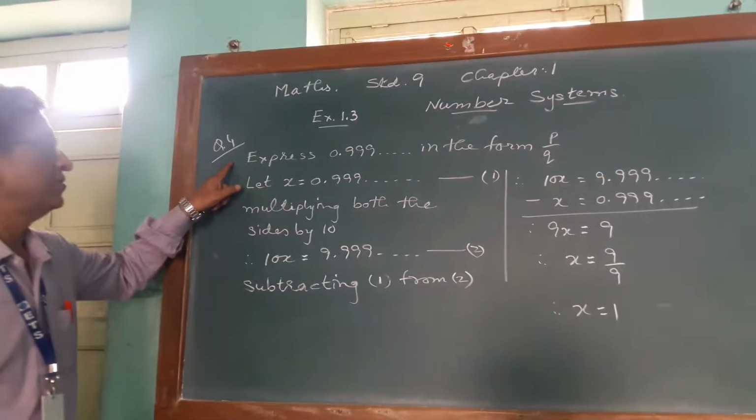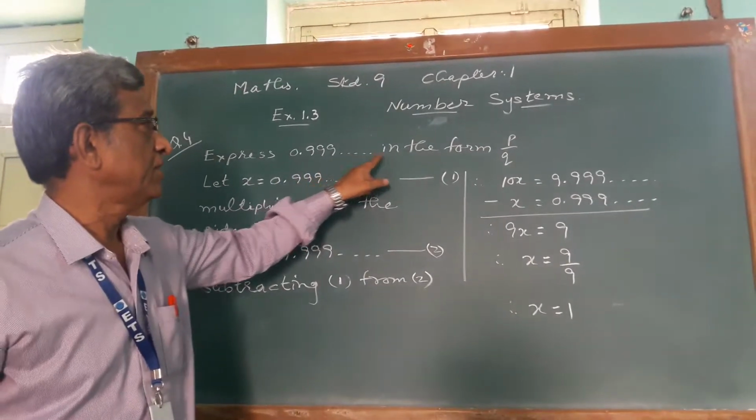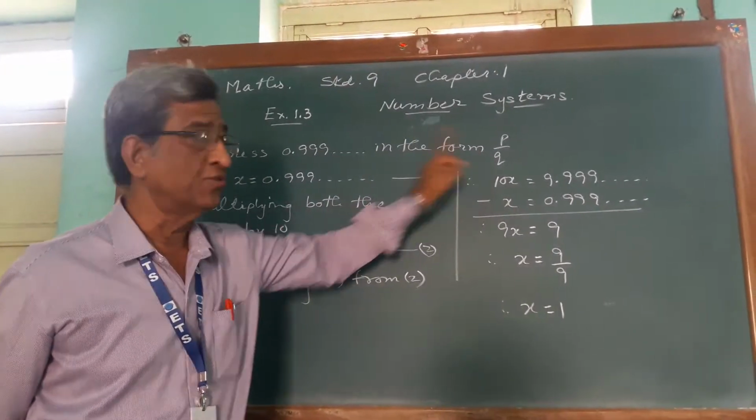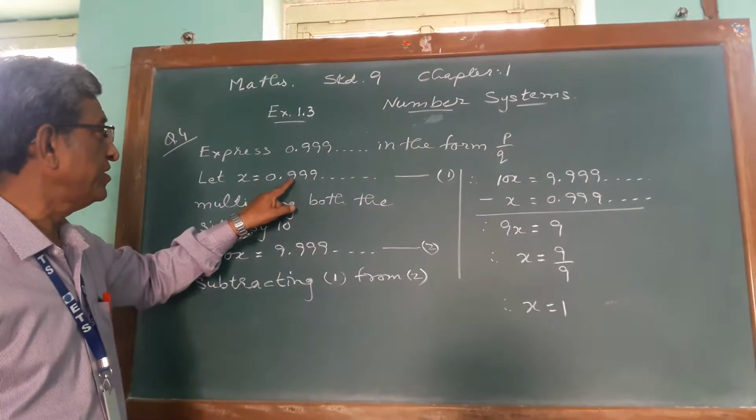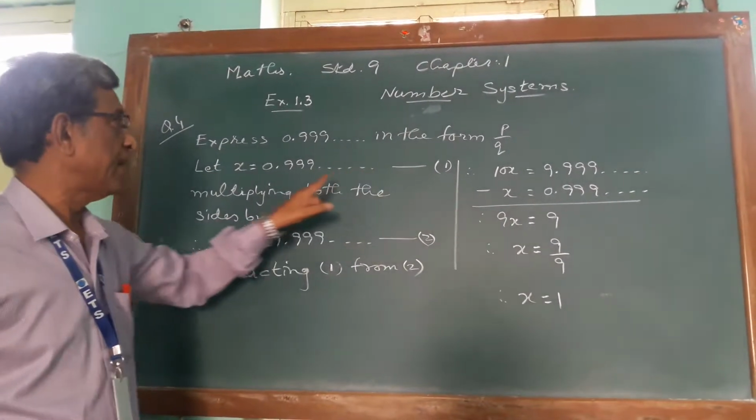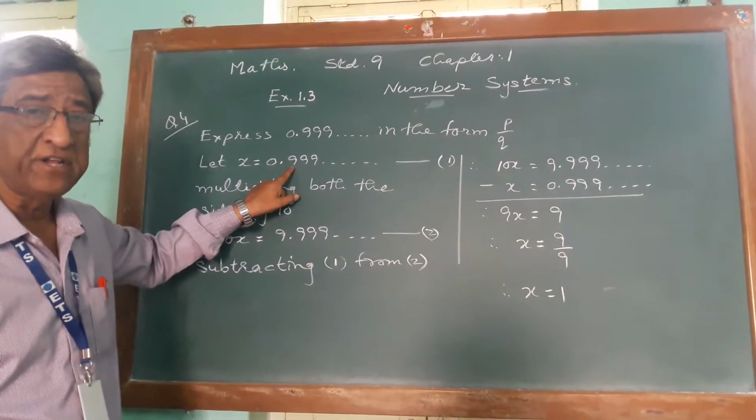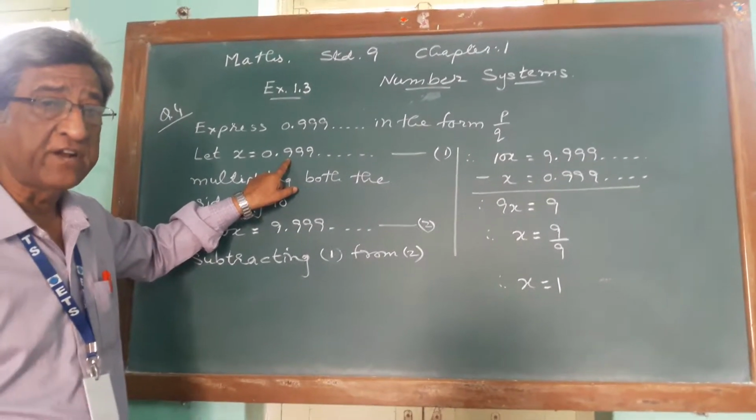Now question 4. Express 0.999 recurring in the form of P upon Q. Let x be equal to 0.999 recurring. So this will be our equation number 1. Now how many digits are repeating here? You can see that only one digit is repeating again and again.